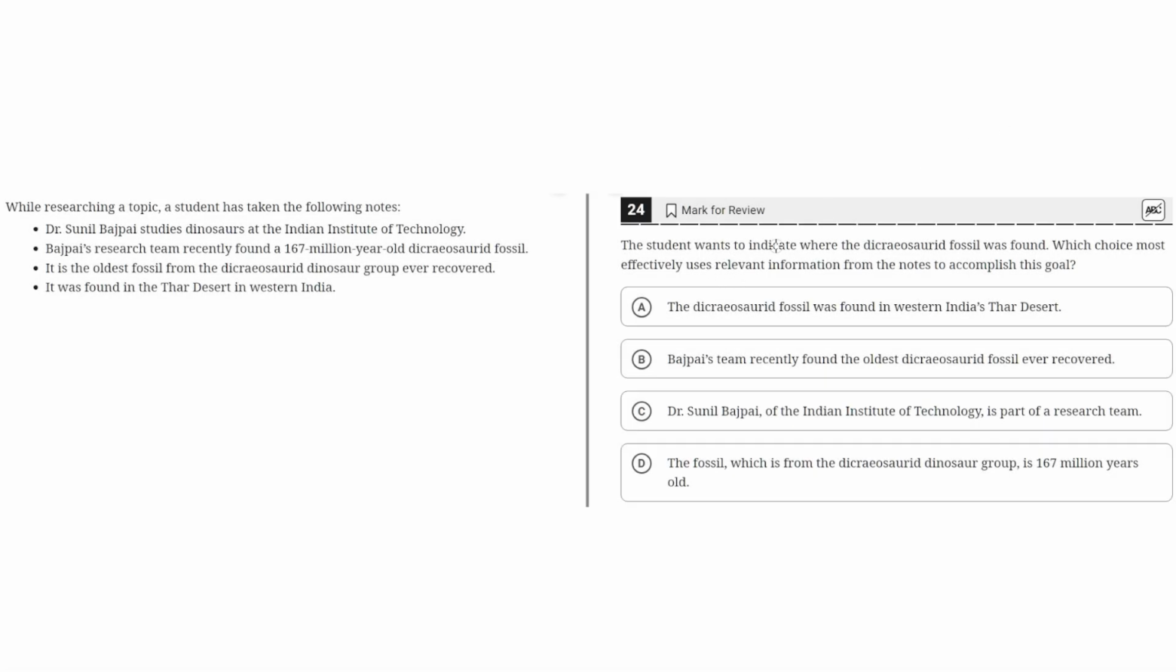The student wants to indicate where the diacrosaurid fossil was found. Which choice most effectively uses relevant information from the notes to accomplish this goal? While researching a topic, a student has taken the following notes.